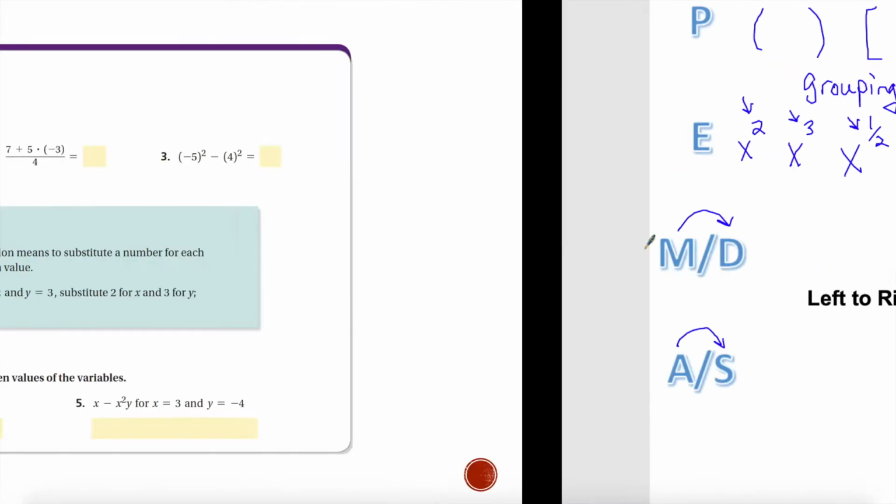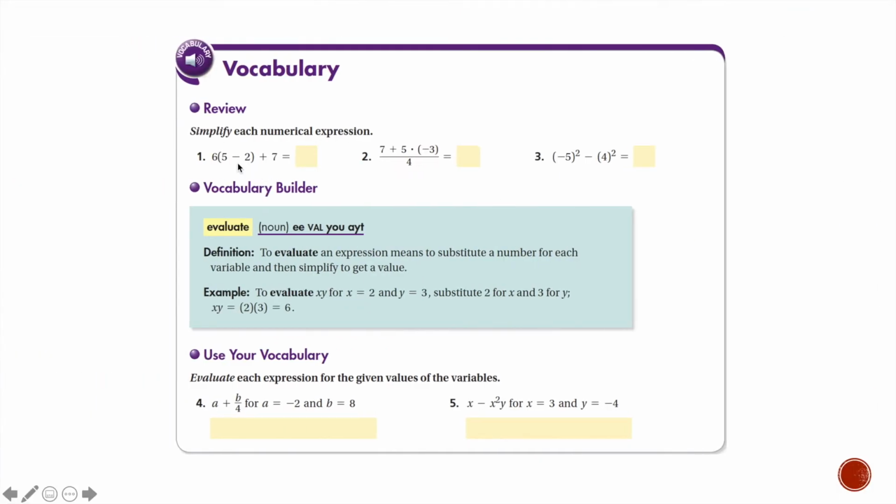But enough of that, let's actually get into this. Taking a look at the very first question, we have 6 times 5 minus 2 plus 7. Well, we must do the parentheses first. So we have 6 times 5 minus 2, which is 3, plus 7. 6 times 3, because we're going to do multiplication next, will be 18 plus 7. 18 plus 7 gives us 25. So our answer for question 1 will be 25.